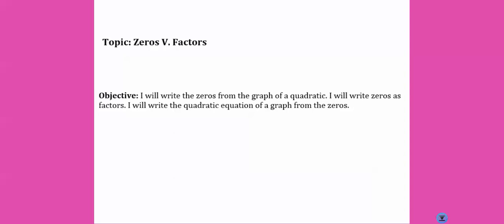Today we're going to be talking about zeros versus factors. Our objectives are that we will be able to write the zeros from the graph of a quadratic. We will write the zeros as factors, and we will write the quadratic equation of a graph from the zeros.